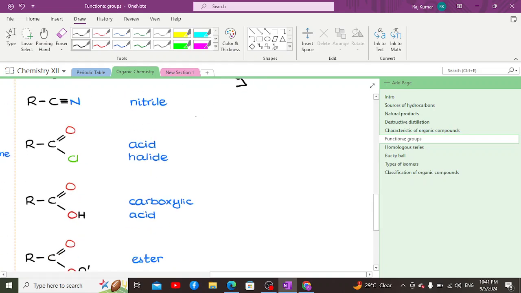Nitrile. Nitrile is a group in which there is a triple bond between carbon and nitrogen. This is known as a nitrile group. In IUPAC, the International Union of Pure and Applied Chemistry, we use this as nitrile group. But its common name is cyanide. So R is the alkyl radical, and CN basically is the nitrile group, or in common words we can also call this cyanide.